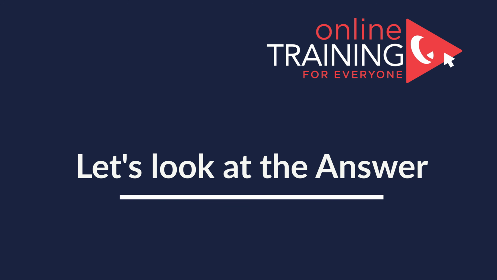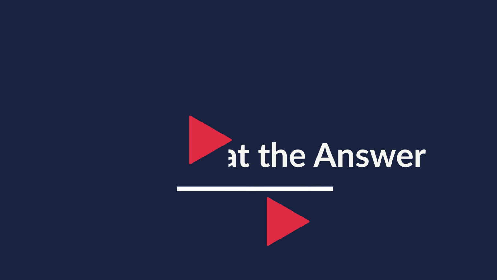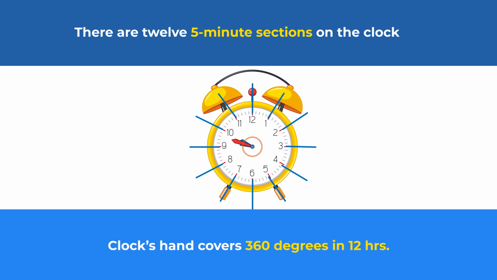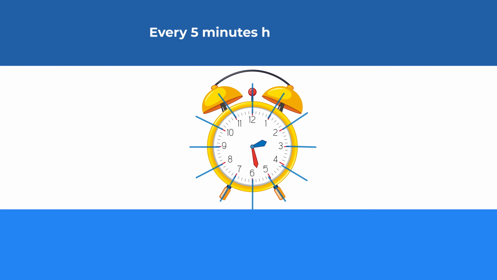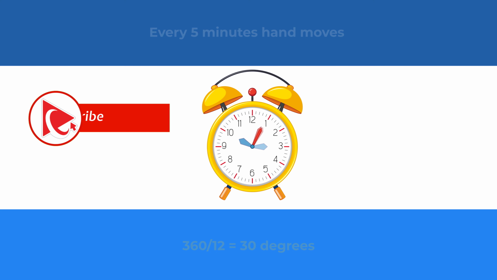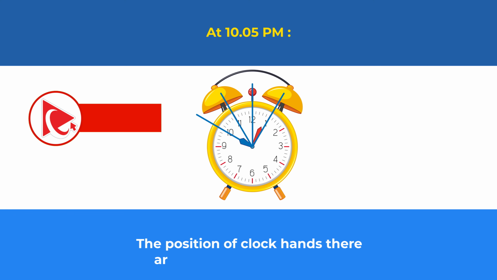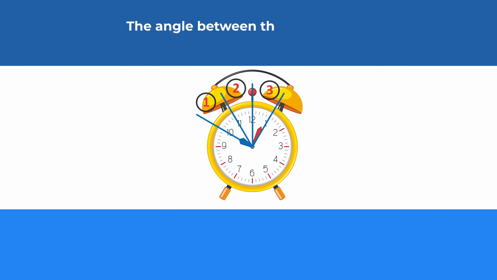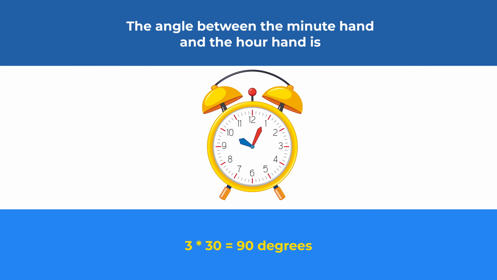Because clock's surface is a circle, clock's hand covers 360 degrees in 12 hours. There are 12 5-minute sections on the clock, and every 5 minutes, the hand covers 30 degrees, which is calculated as 360 degrees divided by 12, which is equal 30 degrees. At 10:05 p.m., there will be 3 5-minute sections between hands on the clock, so the angle between the minute hand and the hour hand on the clock will be 3 multiplied by 30, which would be equal 90 degrees.